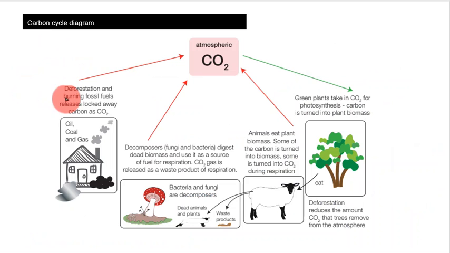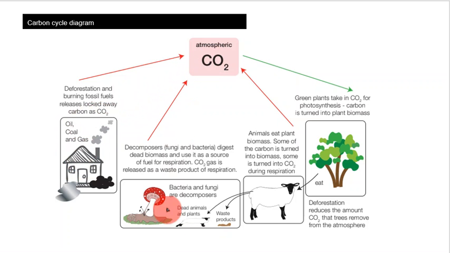So this is a nice carbon cycle diagram. We have CO2 in the atmosphere, so you have carbon dioxide. Again, you have oil, coal, and gas. In modern society, we use these as fuels. Deforestation and burning fossil fuels releases locked away carbon as CO2. So when we burn these fossil fuels, it releases the carbon that's locked away in them into the atmosphere in the form of CO2.